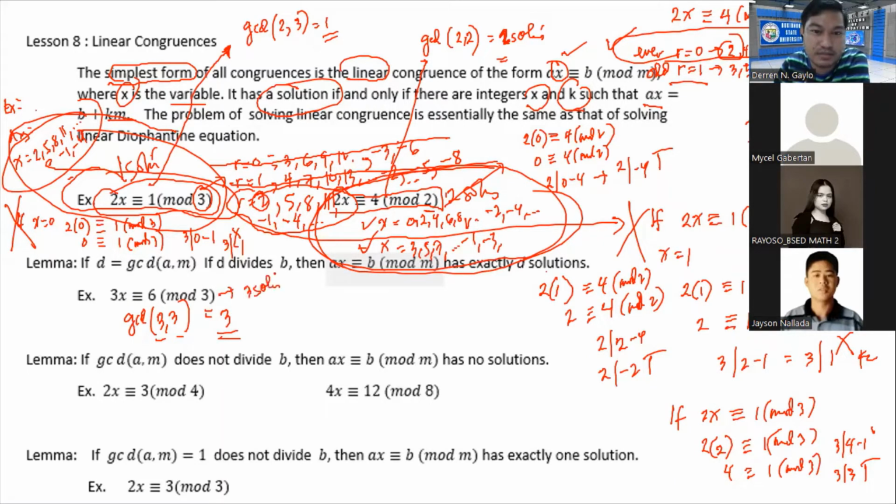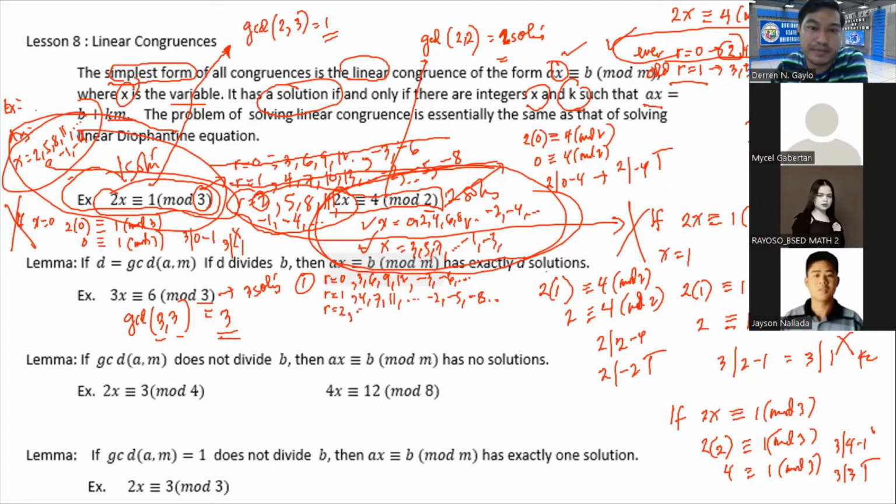3 solutions. Okay, let's find the solutions. The first thing to do is take the remainders. So remainder is 0, remainder is 1, and remainder is 2. So you have here 0, then keep adding 3: 3, 6, 9, 12. Going negative, negative 3, negative 6, and so on. Then 1, 4, 7, 10, and so on. Going negative, negative 2, negative 5, negative 8, and so on.